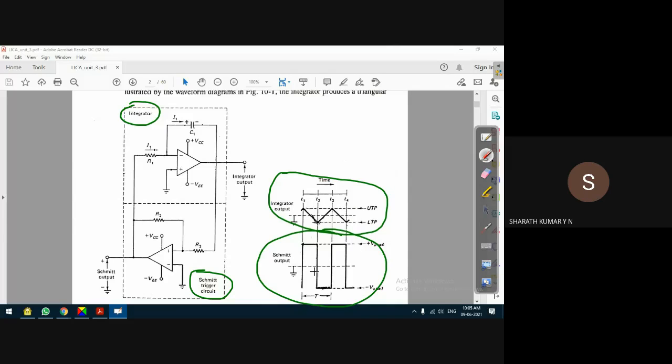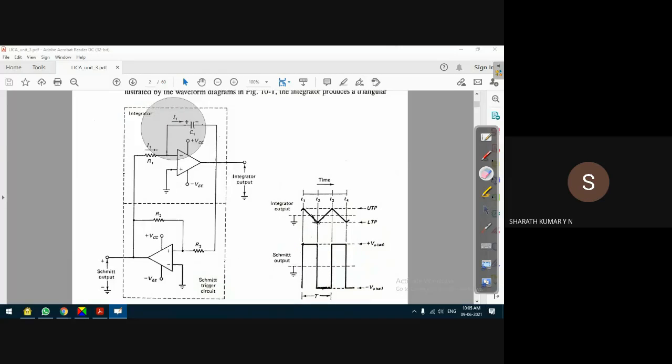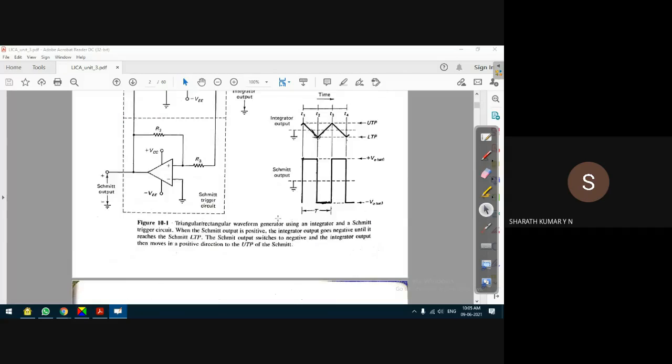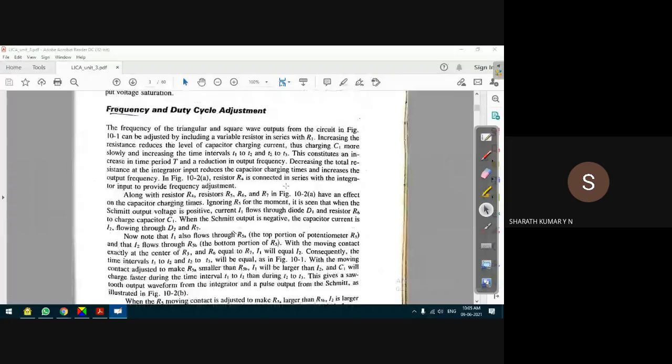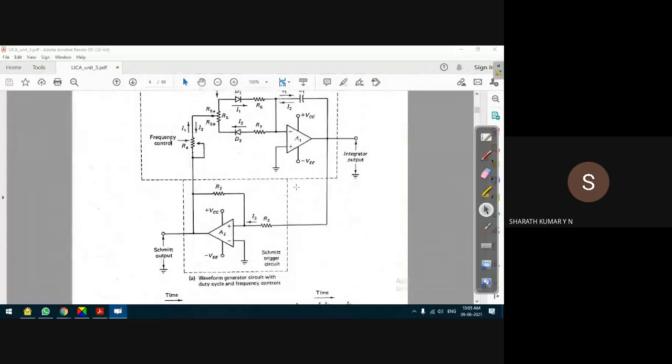We should say square wave when the duty cycle is 50%. If the duty cycle is different, as we discussed last class, we can call it a rectangular waveform. Both are possible. Square wave generation as well as rectangular waveform generation is very much possible. For frequency and duty cycle adjustment also we saw the arrangement.